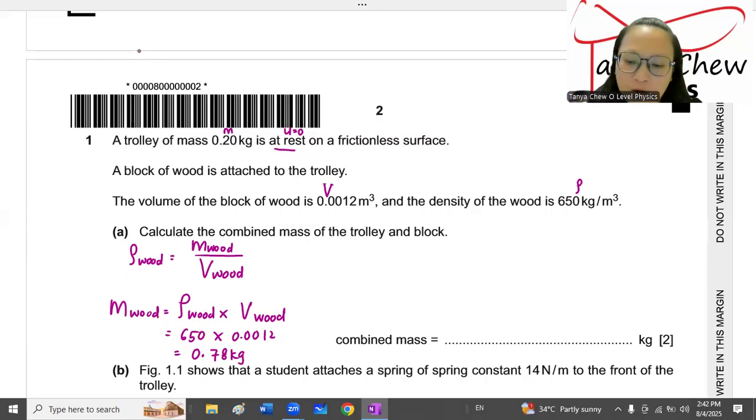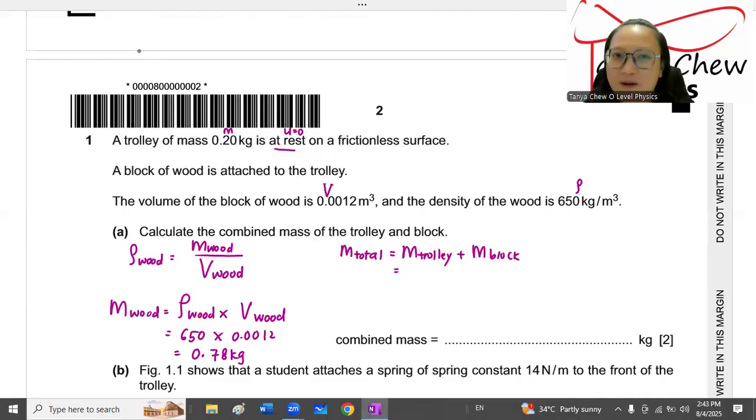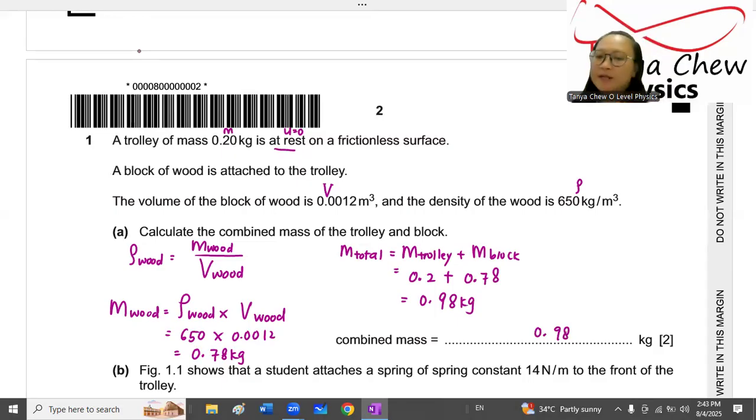Now, since I have the mass of the wood or the mass of the block, it is easier for me to find the combined mass. I put it as mass total is equal to the mass of the trolley plus the mass of the block. Please be reminded the mass of the block is the mass of the wood, because after all, the block is made of the wood. So the mass of the trolley is 0.2 kilogram plus the mass of the block 0.78 kilogram. You should end up getting 0.98 kilogram. So 0.98 kilogram is the answer.